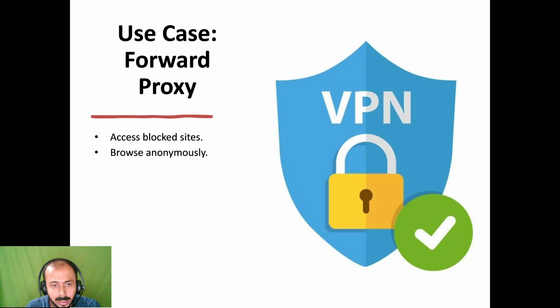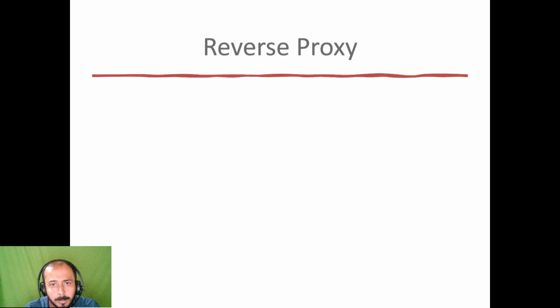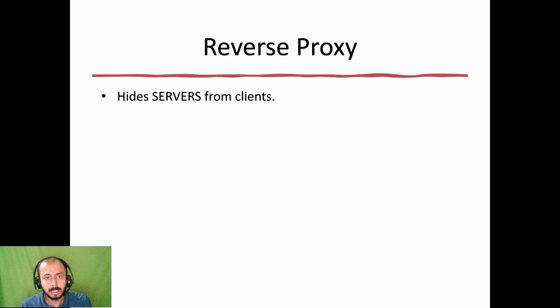And the next use case is to browse anonymously. You don't want to share your IP with the server, so you can use forward proxies. Now let's move to reverse proxy and try to understand how it works. In this case, the reverse proxy will hide the server from the client.